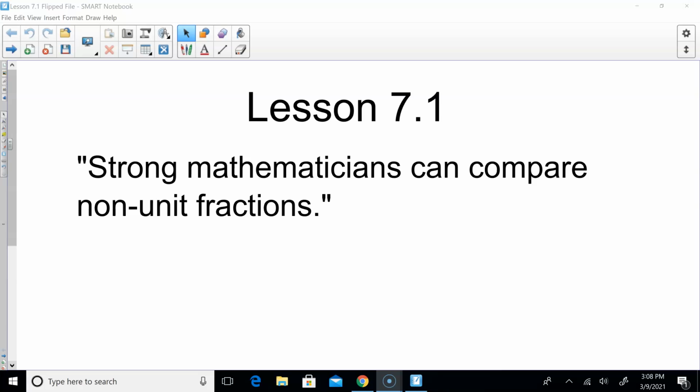Welcome, class, to Lesson 7-1. Today, strong mathematicians can compare non-unit fractions. With that, you can go to your notebook, your pencil, and write down today's date and the name of the lesson, and let's get started.